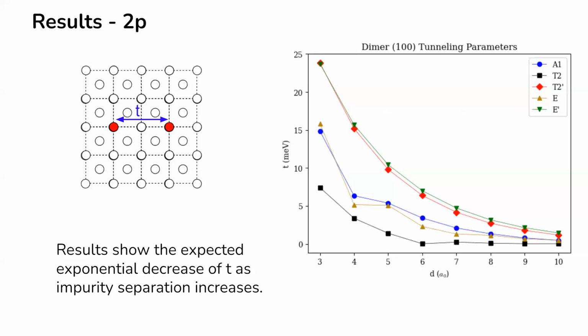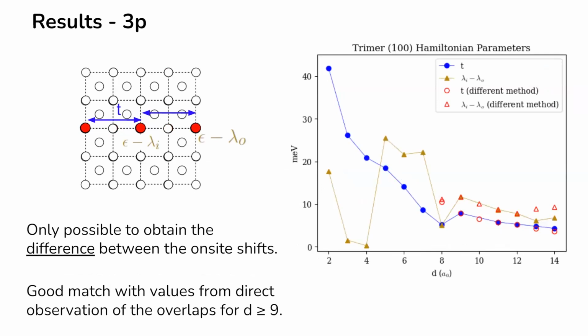So let's look at the results for these systems. In all of these graphs, the horizontal axis is going to be the spacing between the impurities. So if we take whatever geometry is shown in the schematic that I just explained, and then we space them out farther, how do these properties change? So for the 2-particle system, we see that the tunneling energy decreases exponentially with the distance, which is what we would expect. In the 3-particle system, we get, again, an exponential looking decrease in the tunneling. And we can also get the difference between the on-site shifts. That's the way the math works out. We can see how much larger lambda I is than lambda O.